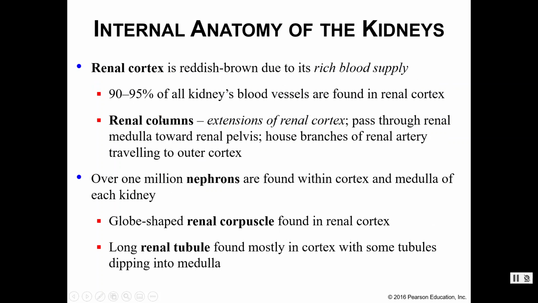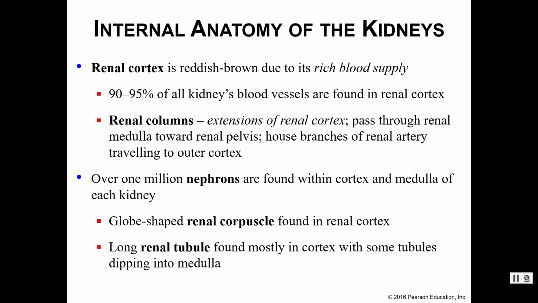Okay, so the cortex itself is a kind of reddish brown. It's got a dark hue to it because it is rich in blood supply. In fact, upwards of 95% of all the blood in the kidneys is going to be in the blood vessels found in the cortex. So we're not kidding around here. Your renal cortex is full of blood.